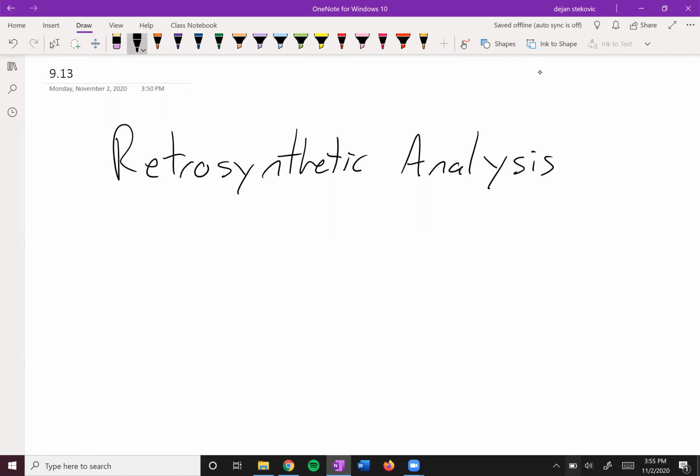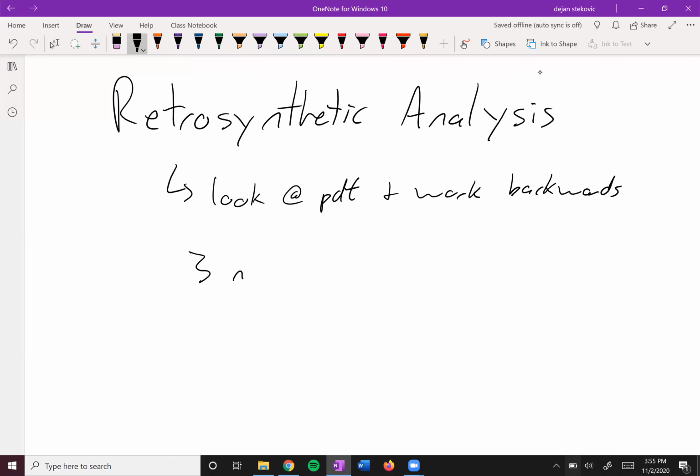All right, so retrosynthetic analysis is something that we've already been looking at. And remember, the idea here is to look at your product and then work backwards. And so some important questions that you're going to want to ask yourself, there's three main questions.